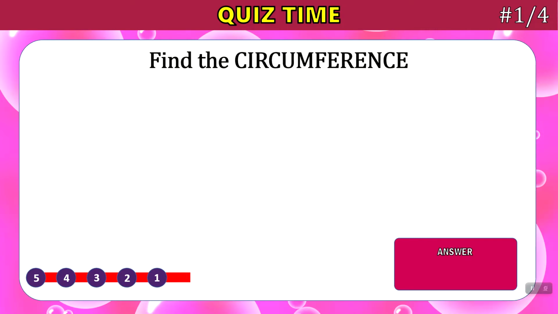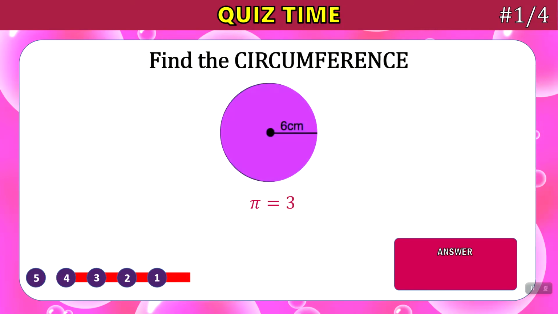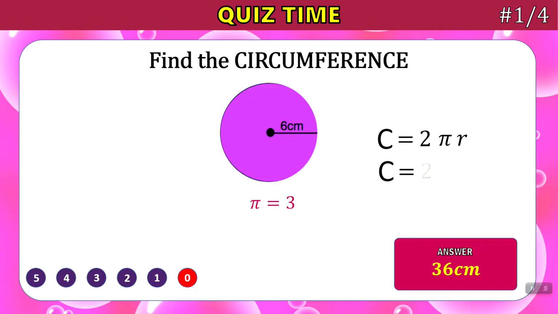And now it's quiz time. Find the circumference in a circle that has a 6 centimeter radius. Time's up. The answer is 36 centimeters. We know C equals 2 pi r, and so C equals 2 times 3, pi is 3, multiplied by r, which is 6. 2 times 3 times 6 is 36.